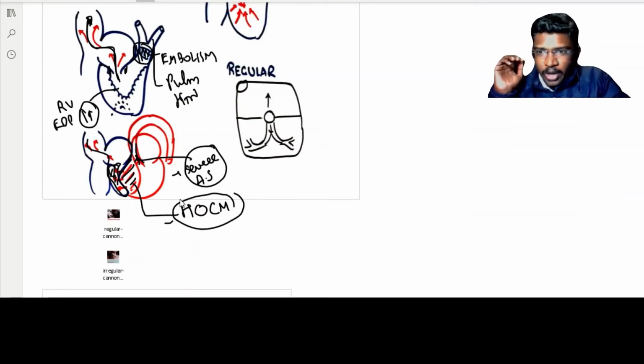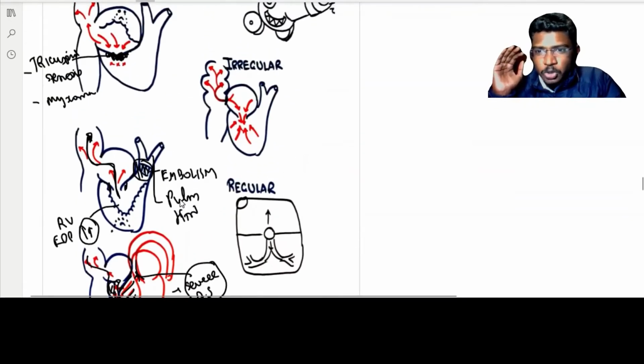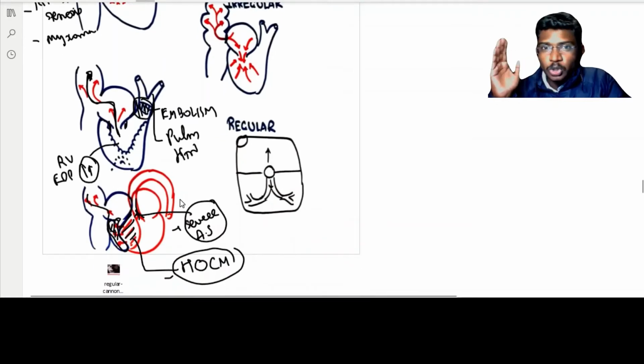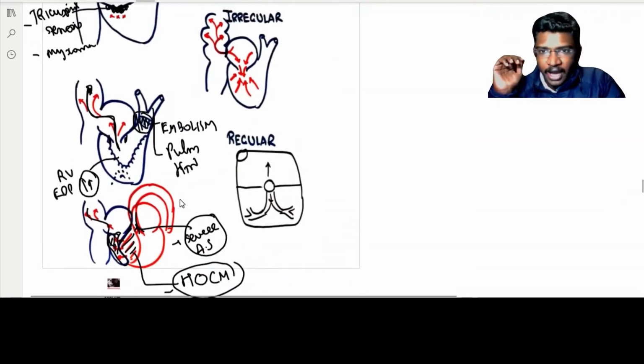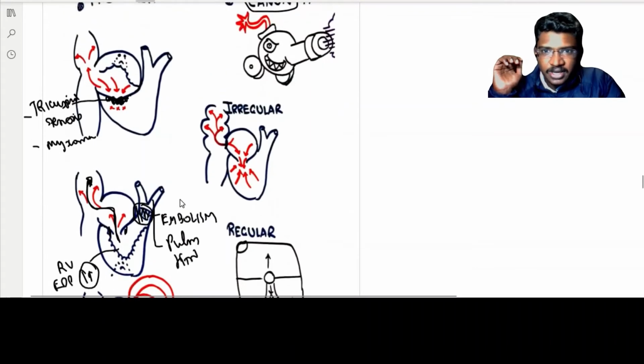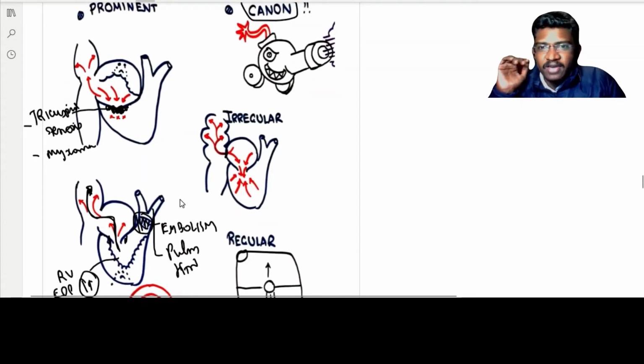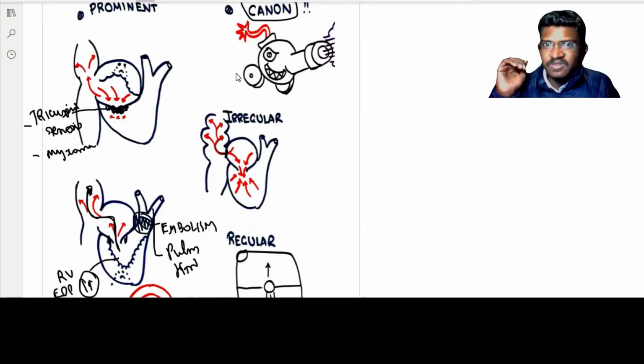One we saw due to atrial pathology, one we saw due to ventricular pathology, and one we saw due to left side pathology also. Yeah, next is the interesting wave, which is the cannon A wave. So this is an examiner's interesting question. So what happens? Why is this cannon A wave produced?